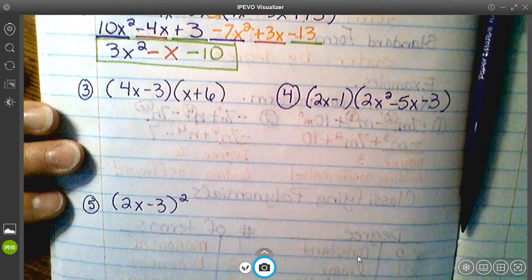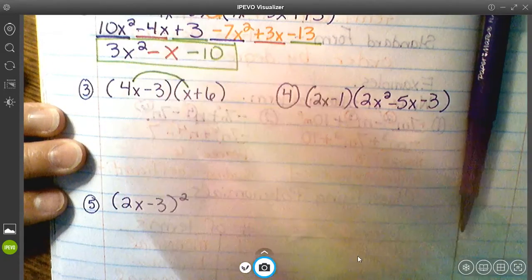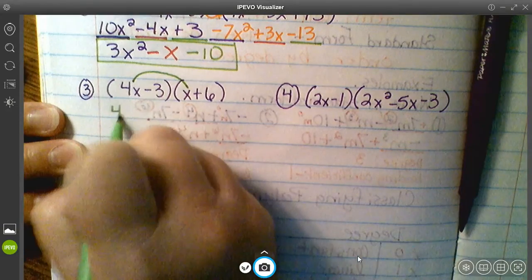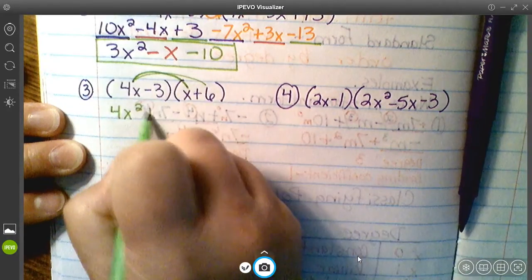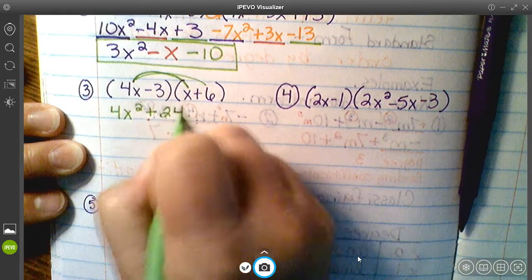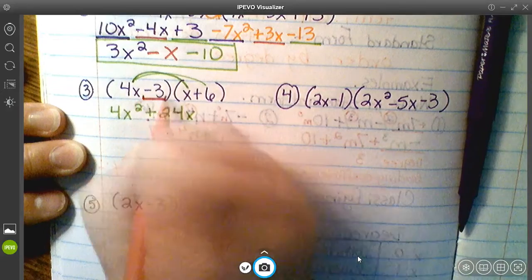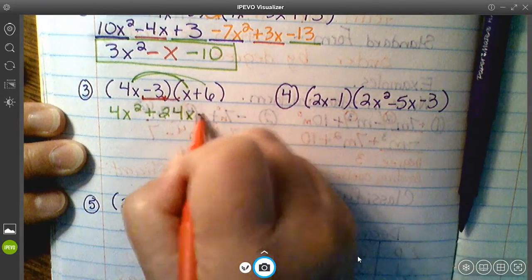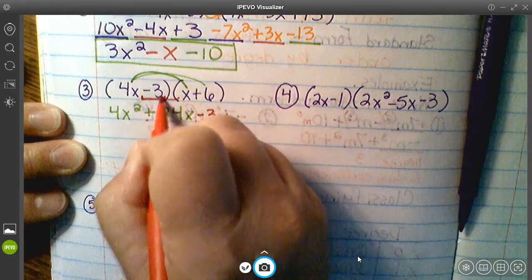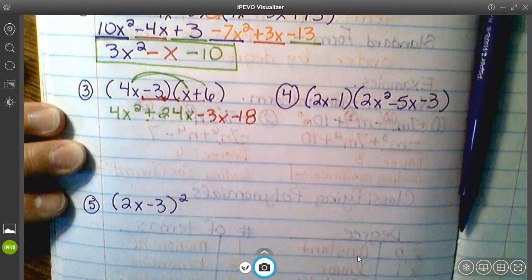And it's just distribute. So I'm going to distribute the 4x times the x, 4x squared. 4x times the 6, positive 24x. Then I'm going to distribute my minus 3 or my negative 3. So negative 3 times x is negative 3x. Negative 3 times the 6 is a negative 18.